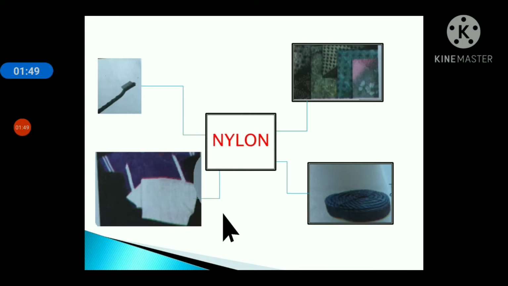See here, children. We are seeing some articles here. This is a toothbrush and curtains. This is a robe and this is a t-shirt. Do you know how these articles are prepared? Yes. Nylon fiber is behind these articles. These are all items prepared by nylon. Nylon is an artificial fiber.